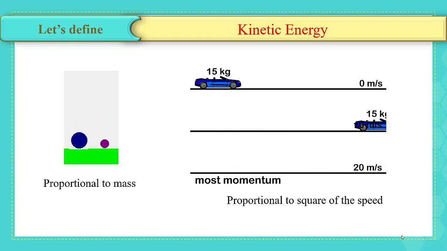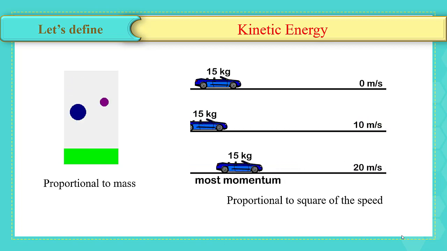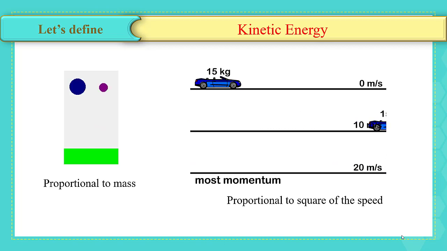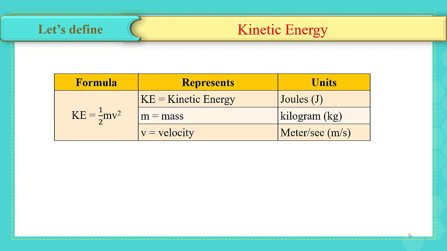And in the second example, we can see that the car with the highest speed has more energy because it becomes more difficult to stop it. So we can say that the kinetic energy is proportional to the speed. The expression of the kinetic energy is defined as KE equals half mv squared, where m is the mass of the body in kilogram and v its speed in meter per second.